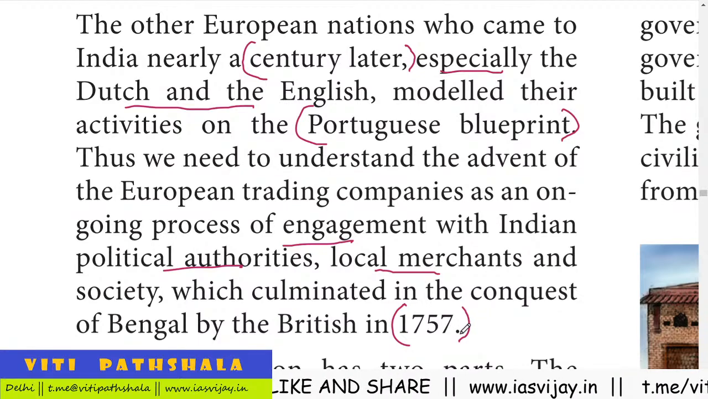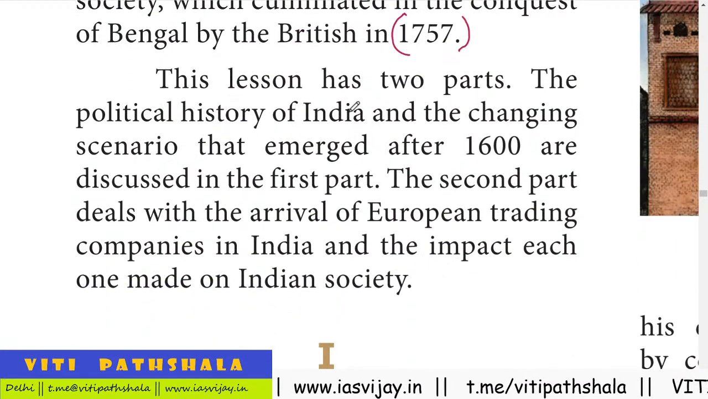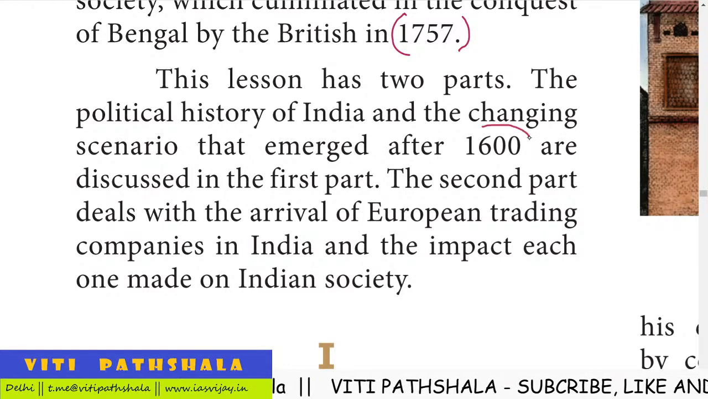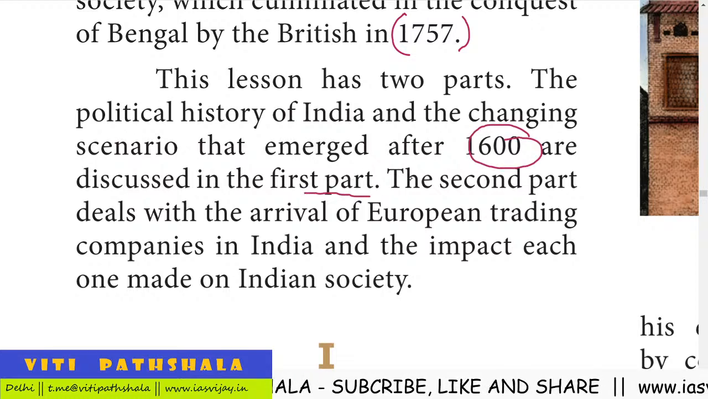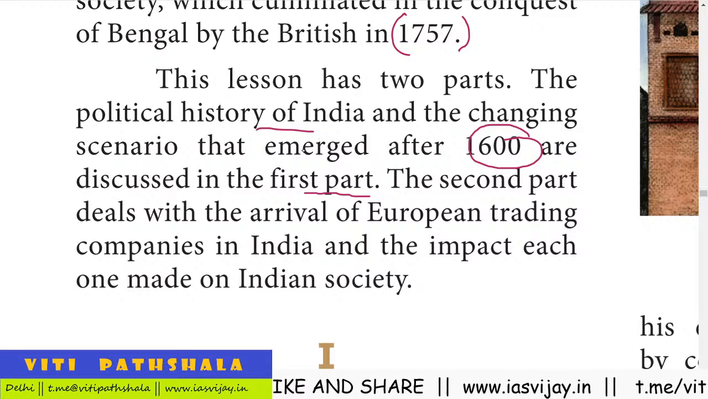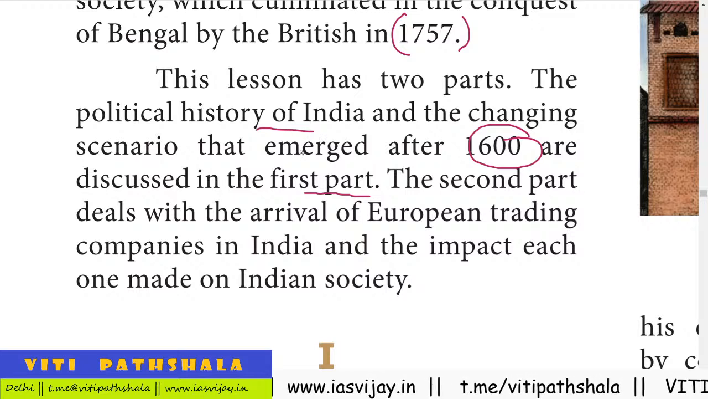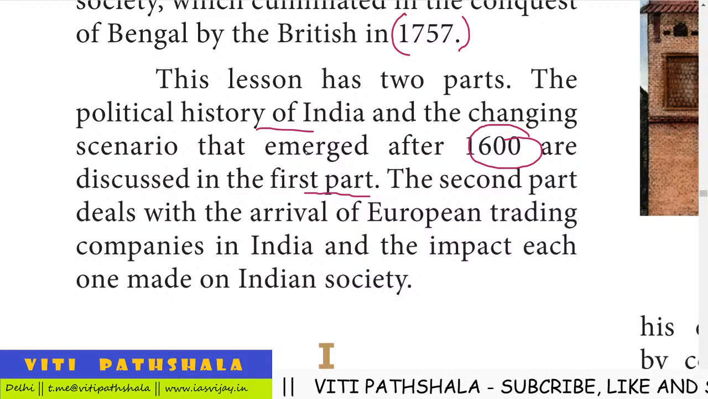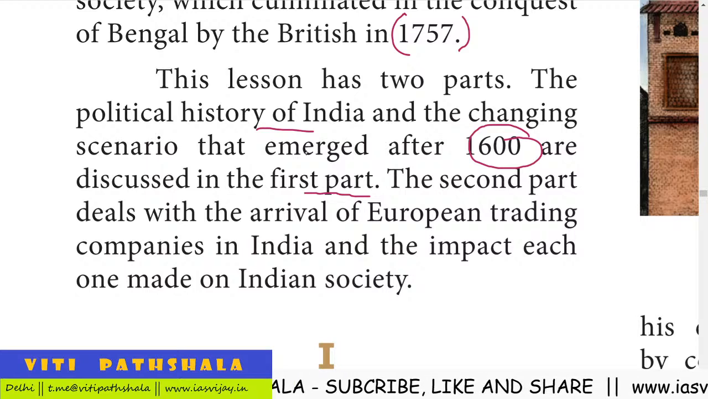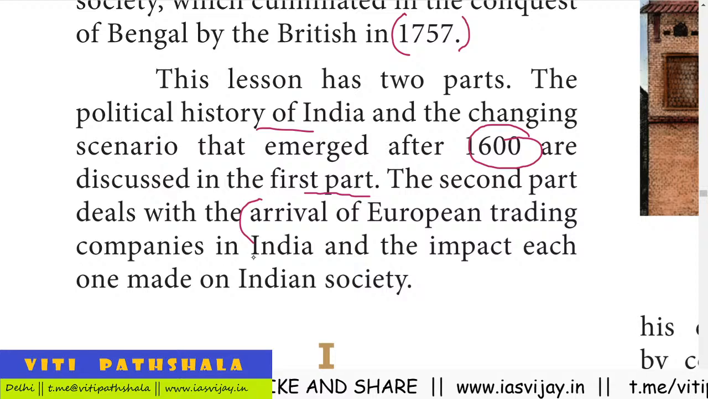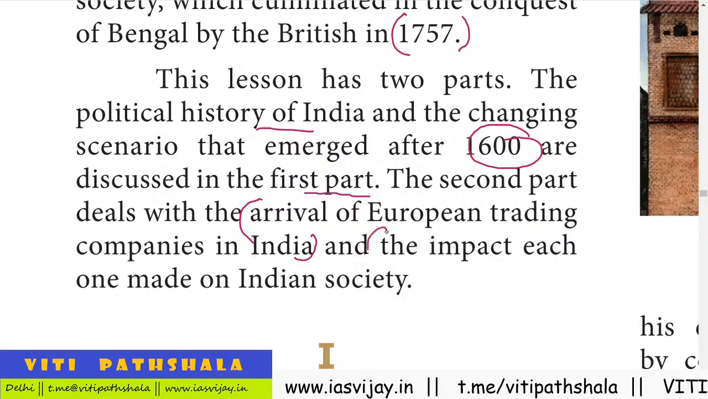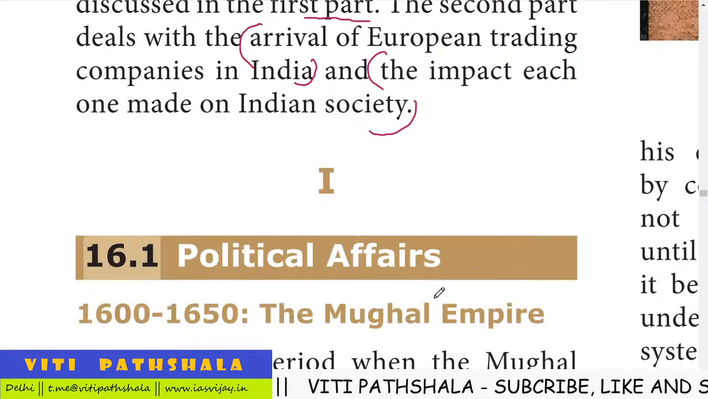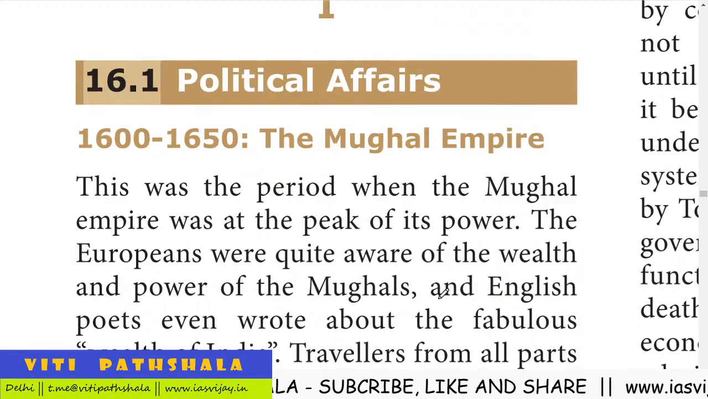Now, this lesson has two parts. The political history of India and the changing scenario that emerged after 1600 is discussed in the first part. So पहले पार्ट में इन्होंने जो है political history of India उसको डिस्कस किया है, and how Vasco da Gama and the others came to India and the Portuguese settled in India. That we have discussed in the first part. The second part deals with the arrival of European trading companies in India and the impact each one made on Indian society. Now let's start with the first part.